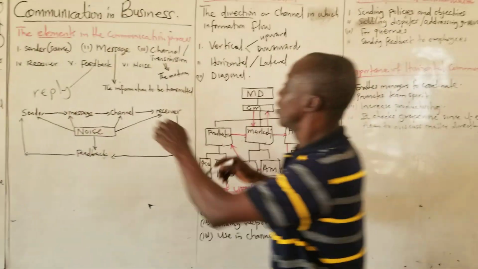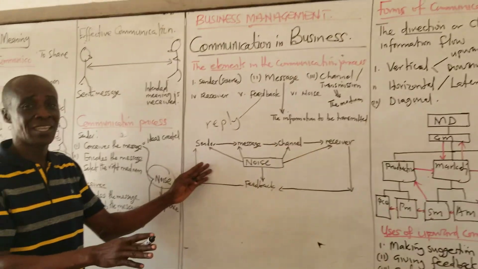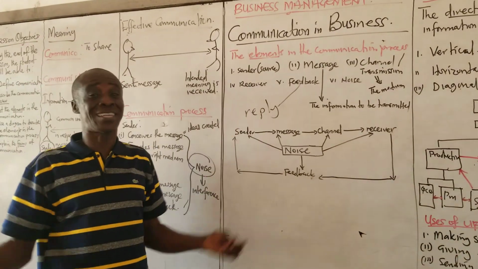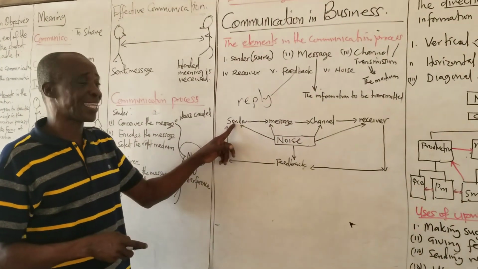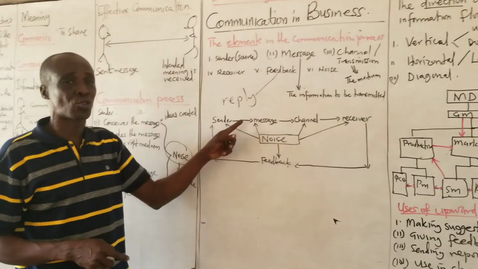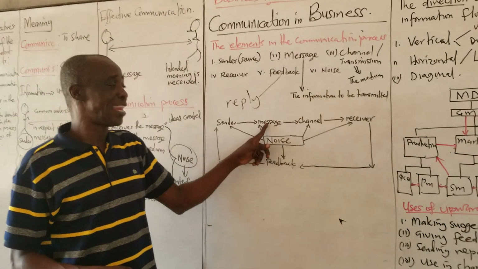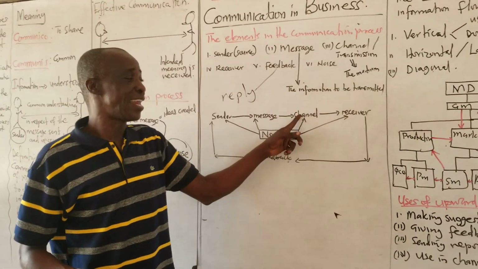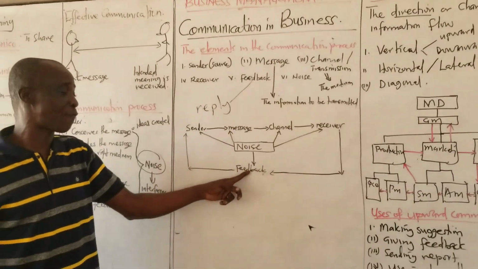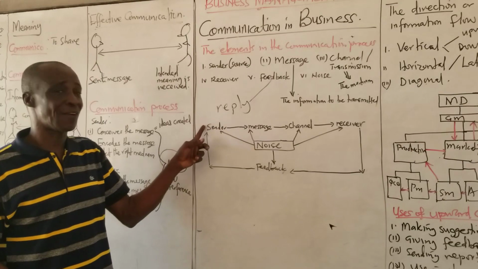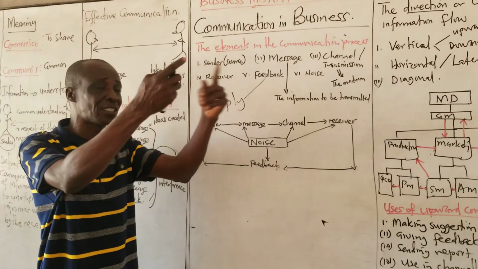Now, these elements we can use a diagram to represent. Anybody can decide to use any diagram, but I'm using this one to show it. So you have the sender, and look at the arrow pointing in this direction. The sender sends the message through a channel, and it goes to the receiver. The receiver gives the sender feedback. If it is understood, then that is so. If it is not understood, then the process goes on.